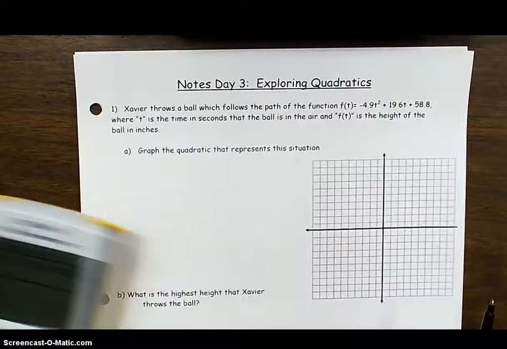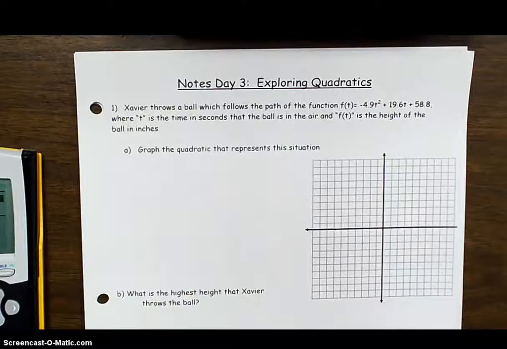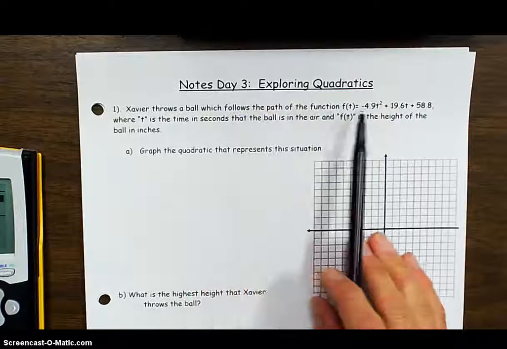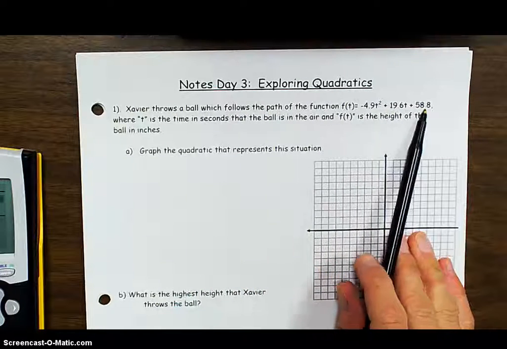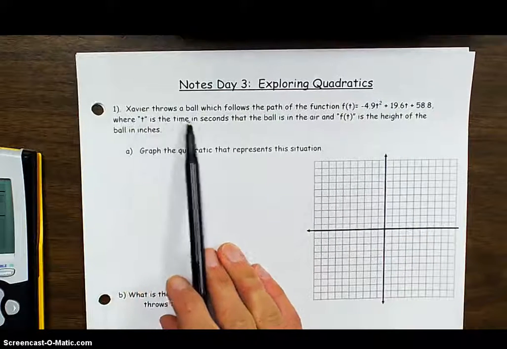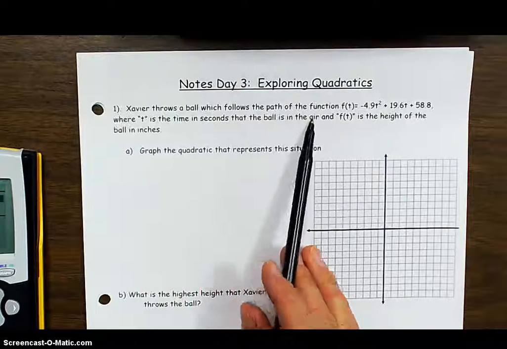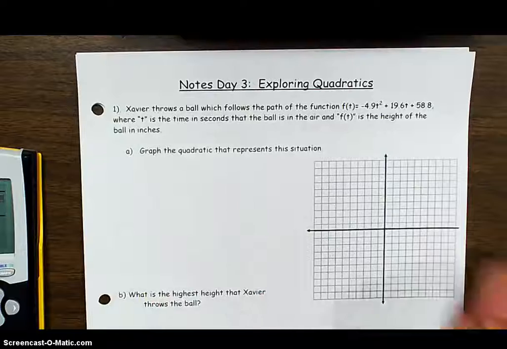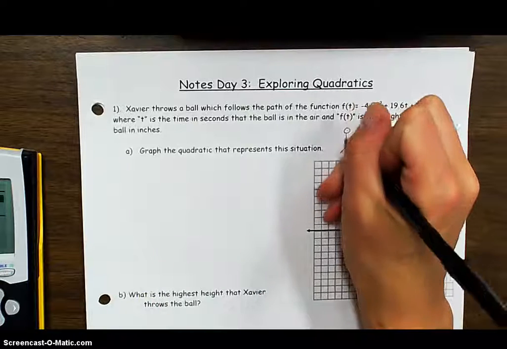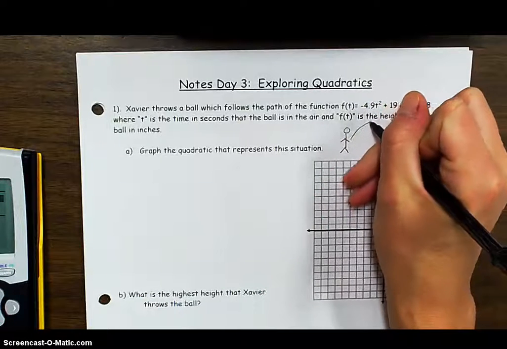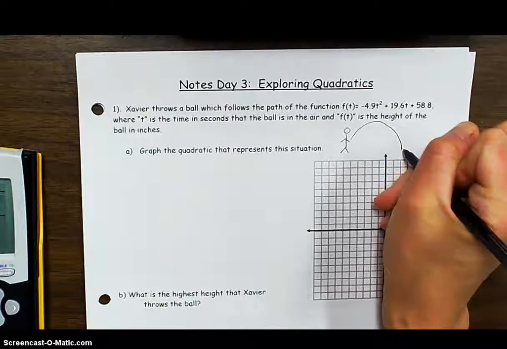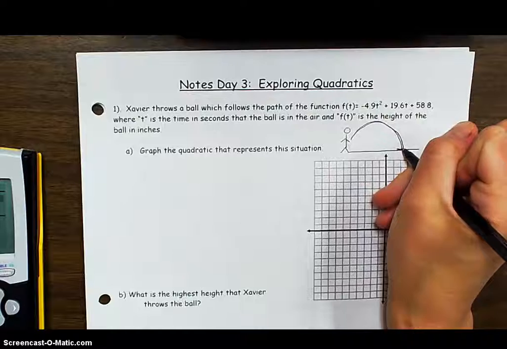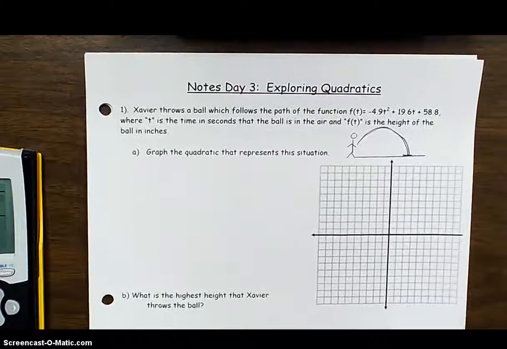Make sure you've got your calculator handy. All right, so let's take a look at number 1. Xavier throws a ball which follows the path of the function f of t equals, and here's our function, where t is the time in seconds that the ball is in the air, and f of t is the height of the ball in inches. So for this situation, here's Xavier. He's going to throw a ball in the air, and it's going to come back down and hit the ground. So here's the ground. So this is the parabola that we want to graph. All right, so let's go ahead and give this a try.